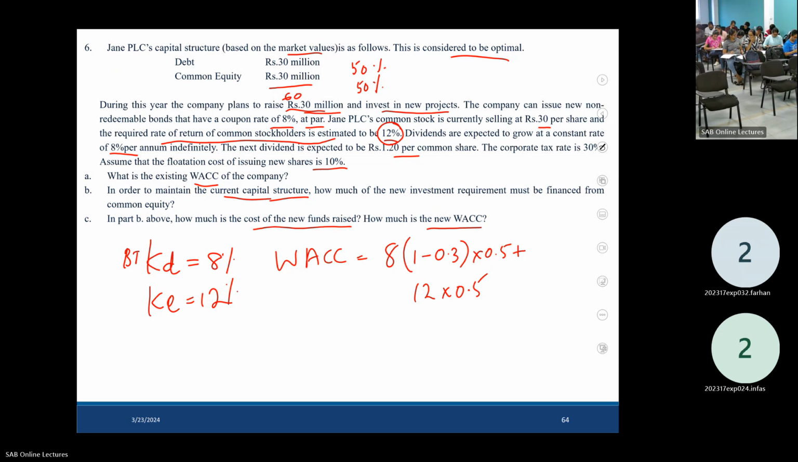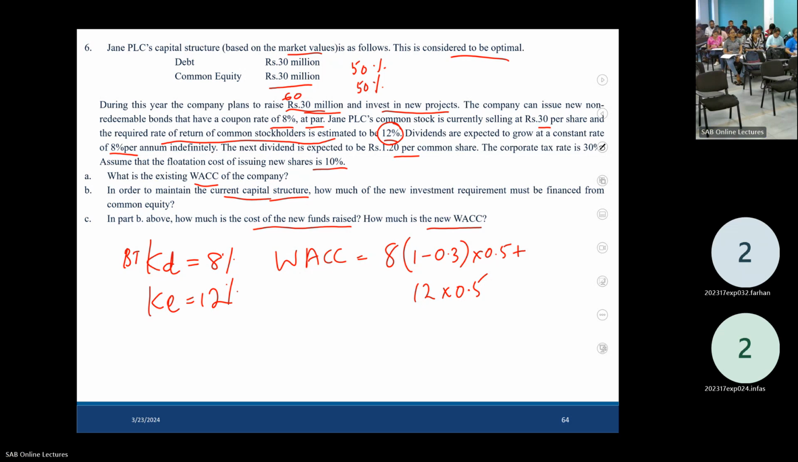Part B. For the new investment project, they need 30 million. They are going to raise this 30 million for this investment. Part B task, because the existing capital structure is the optimal one. It is the optimal capital structure. So in order to maintain this optimal capital structure, how much should they finance from the equity capital? 15 million. 15 million from equity, 15 million from debt.